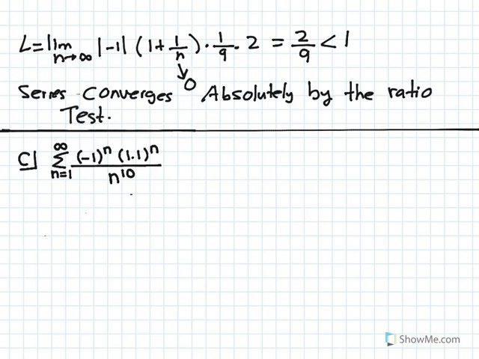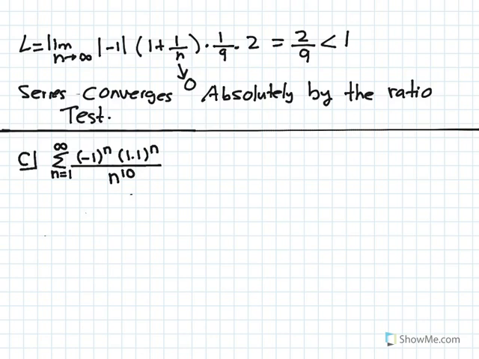So when you're doing the ratio test, you really have to be careful with the algebra of reducing exponents and canceling things out. That's where the errors can take place. So the algebra is really the most important part when you're doing the ratio test. It's a very mechanical type of procedure. Let's look at part C.